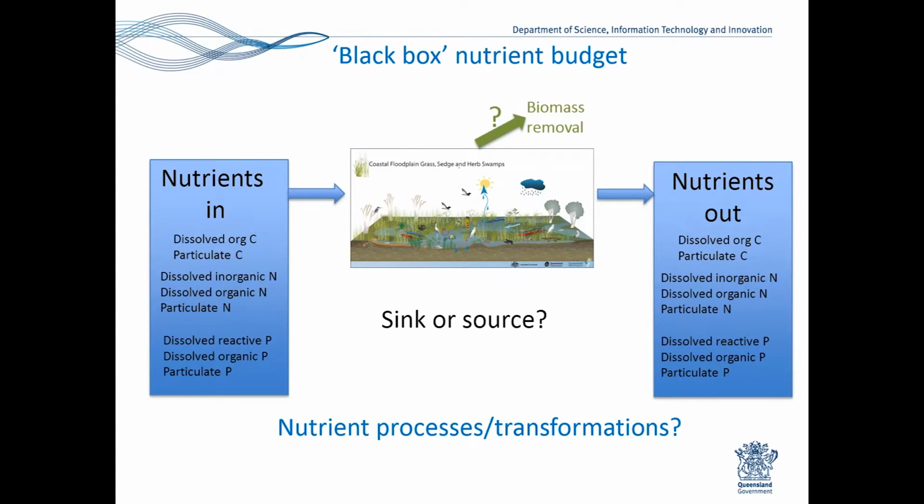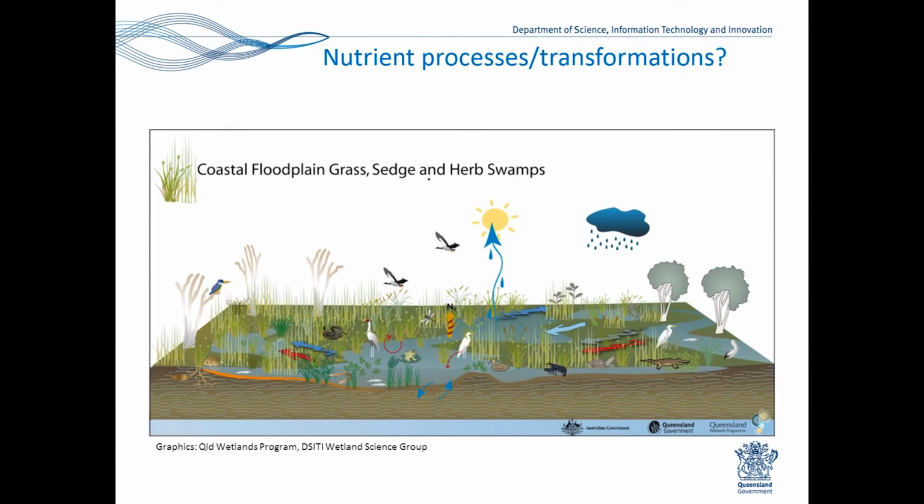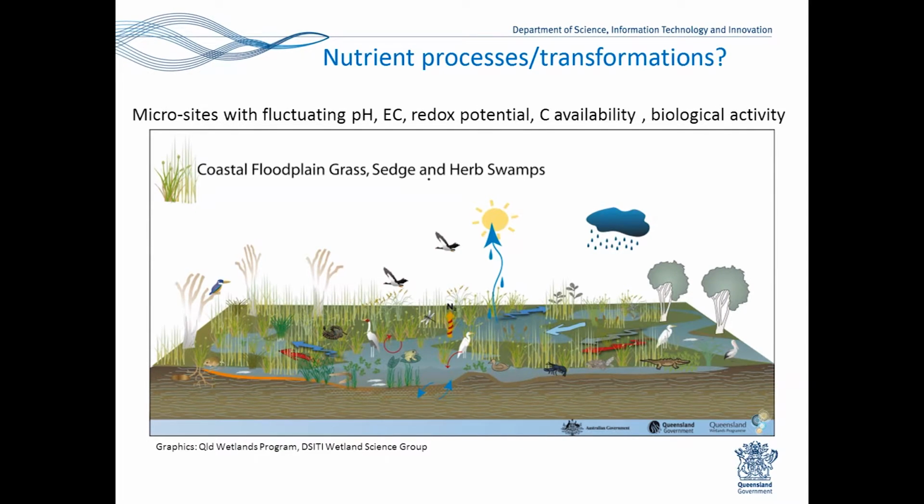Wetlands are, of course, extremely complex. And like our agricultural soils, there are microsites in the wetlands which have vast changes in conditions in terms of pH, redox potential, carbon availability, and biological activity. So you cannot characterise a wetland as being aerobic or anaerobic. You can't characterise a wetland as being mainly this pH or that EC. Not possible, because there are microsites all through the wetland which are all behaving like their own little mini environments.